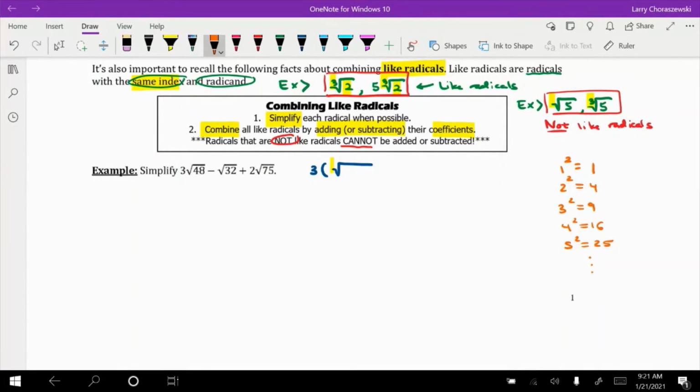So when we're writing 48 or 32 or even 75 as a product, it would be awesome if we could rewrite it so that one of the factors is one of these numbers. And we would want the biggest number from this list that goes into the radicand. So for example, with 48, okay, what's the biggest number from this list that would divide 48? 16. Yep. So that means we could rewrite 48 as 16 times 3.